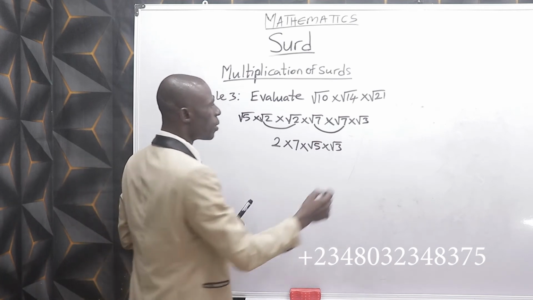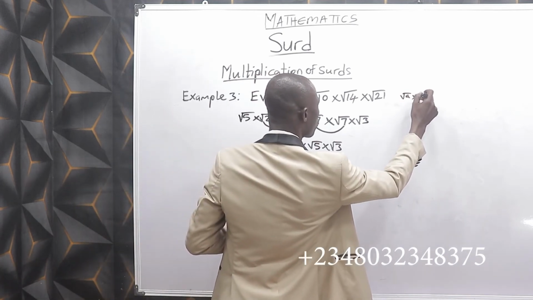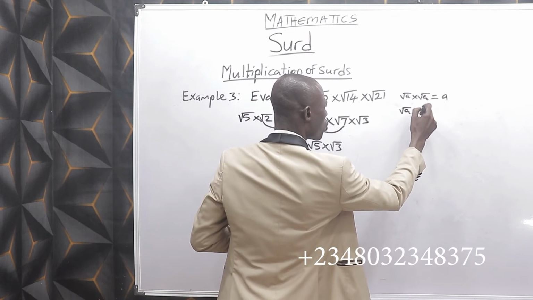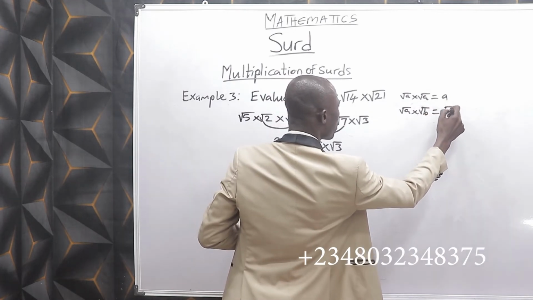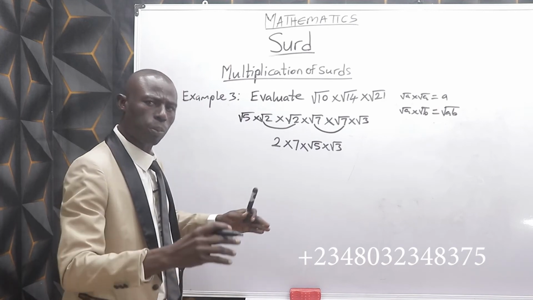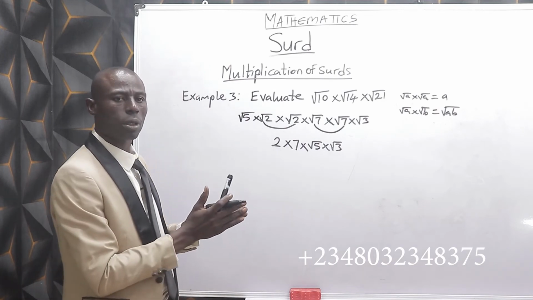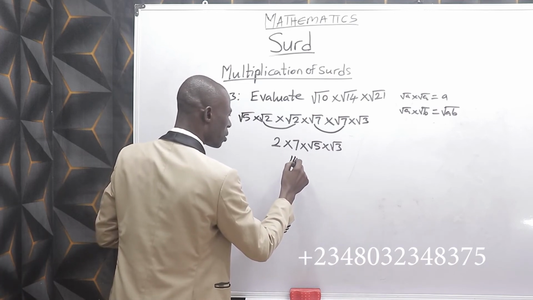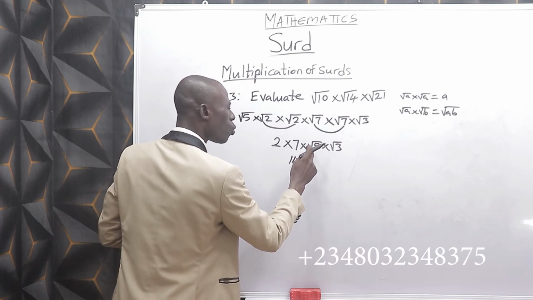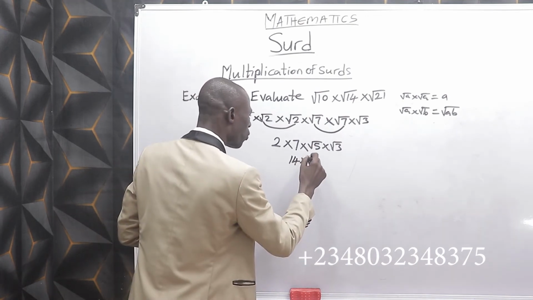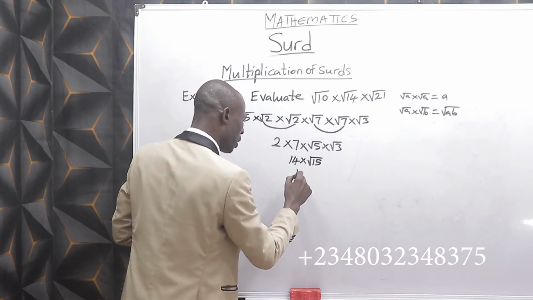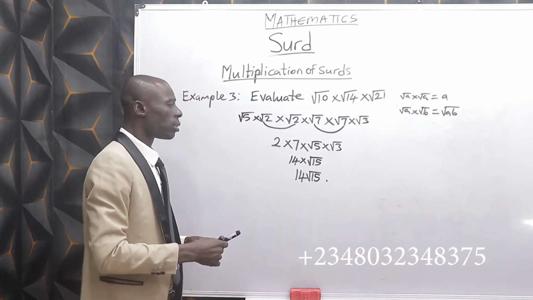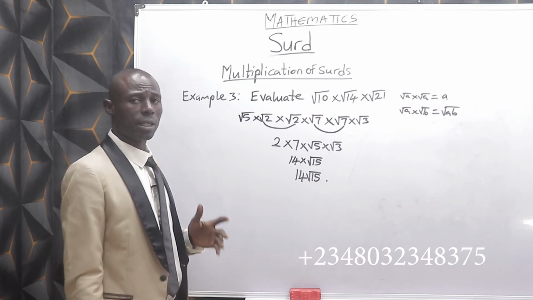Don't forget, it is when you have root A times root A that the answer is A. But if you have root A times root B, answer is root AB, the root of the product of the two different values. So 2 times 7 is 14, times root 5 times root 3 should be root 15. And finally, it is 14 root 15. And that's the end of that question. We move straight to the next example.